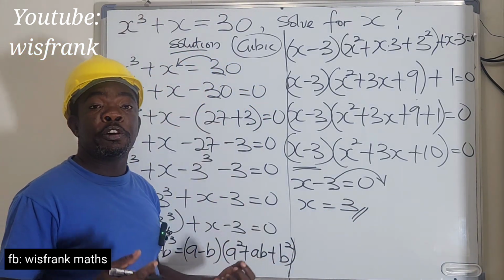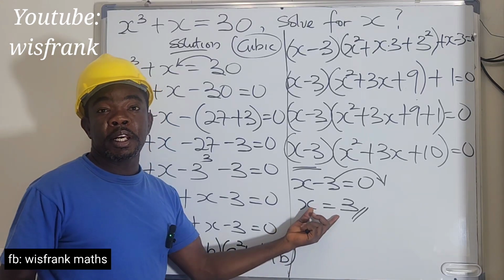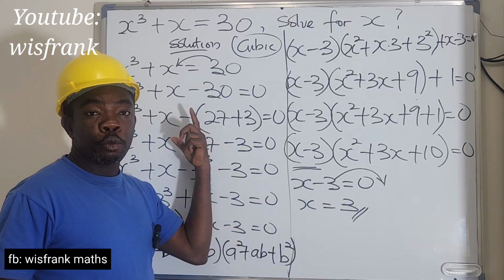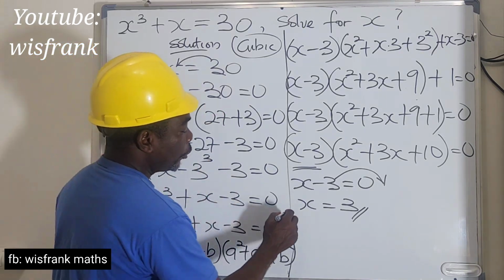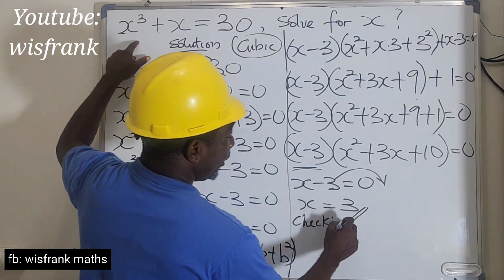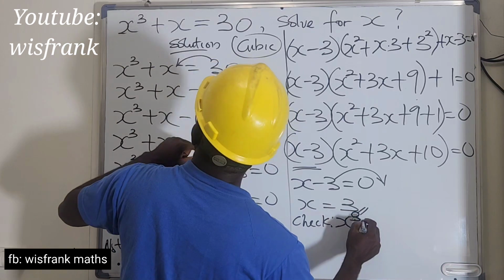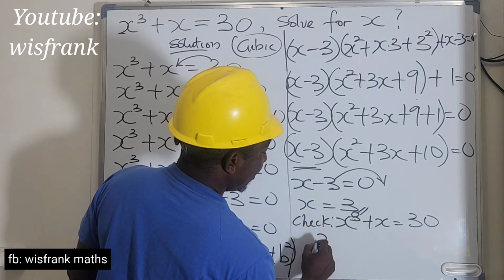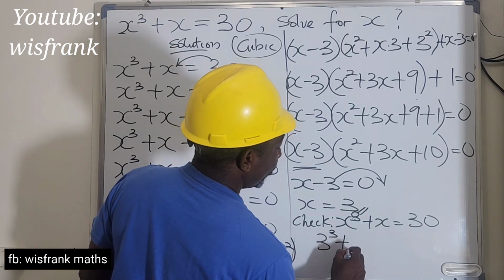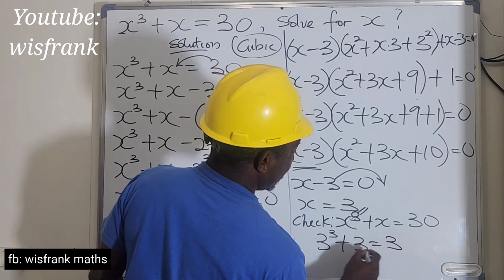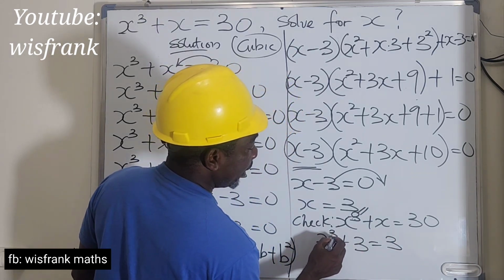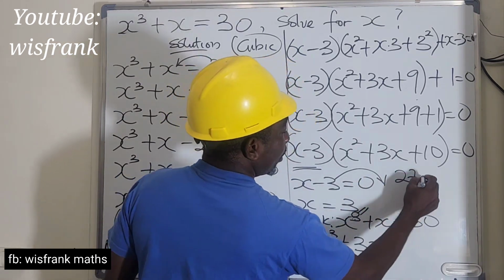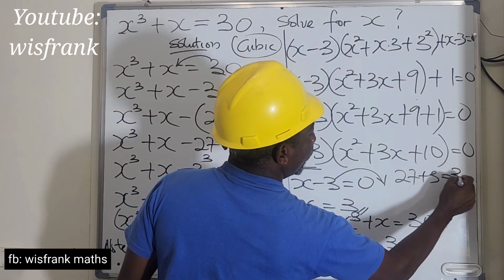So we verify whether x = 3, or x - 3 = 0, is a factor of this cubic equation. For us to check, we were given x³ + x = 30. So for x³, we have 3³ + 3 = 30. So 3³ is 27, and 27 + 3 equals 30.